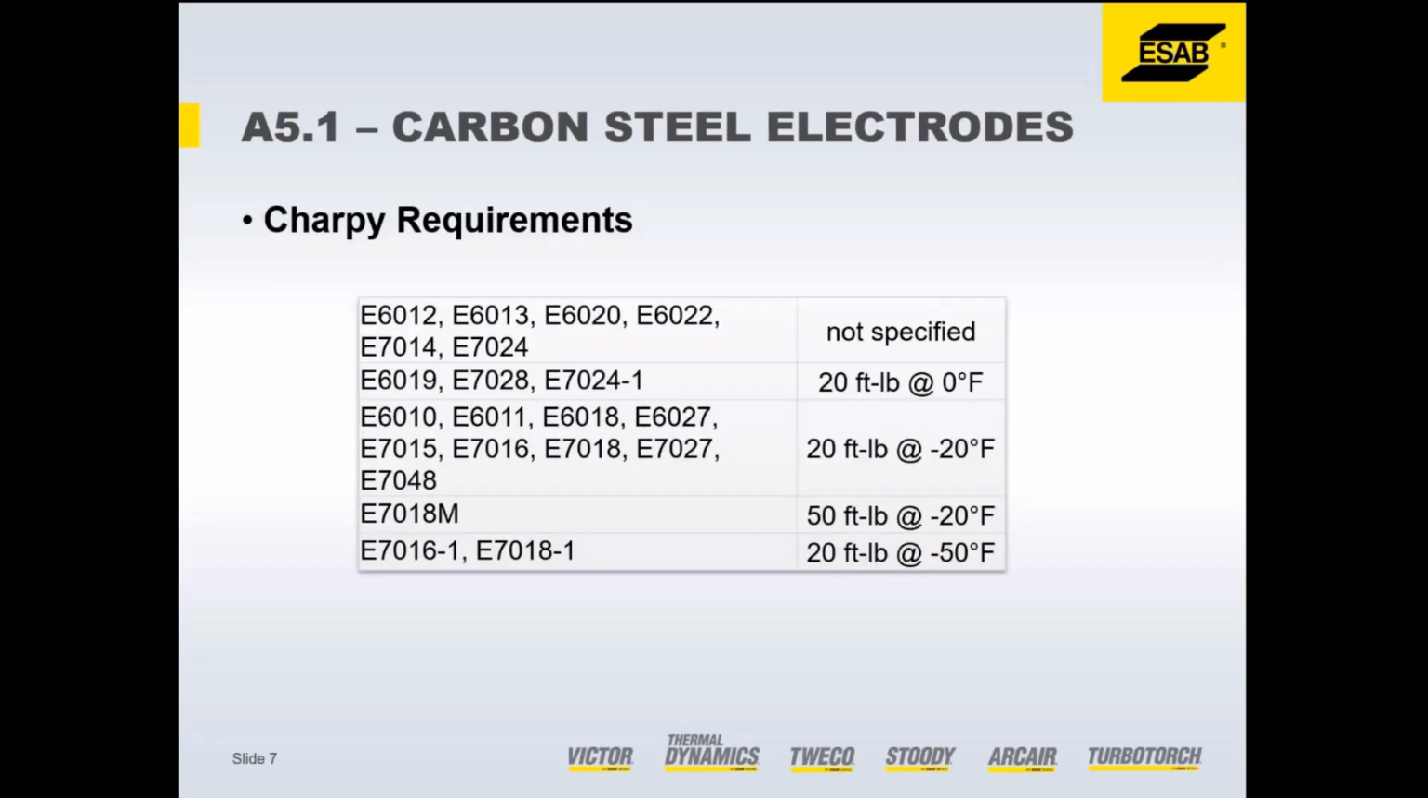Then these electrodes may also have an impact requirement or a Charpy test requirement. Again, we'll stick with a 7018, I'm sorry, 7018-1, that's going to require a minimum of 20 foot-pounds at -50 Fahrenheit. And for example, 6010, 6011, that's going to be 20 foot-pounds at -20 Fahrenheit.